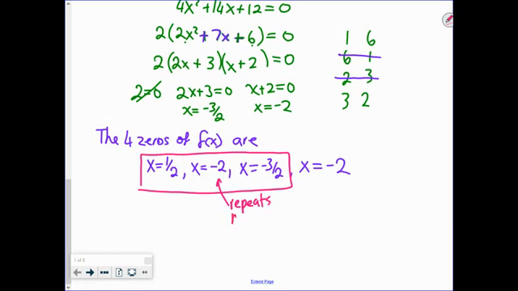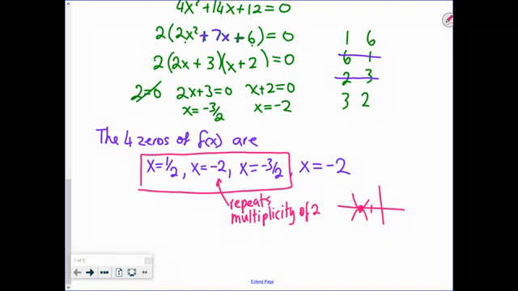It has multiplicity of 2. On a graph, at that 0, it's a real 0, so it would have an x-intercept. At negative 2, the graph would bounce. I don't know if it's coming from above and going up, or coming from below and going down. It would be one of those, okay? So we actually only have 3 distinct real zeros, because distinct means different from others.